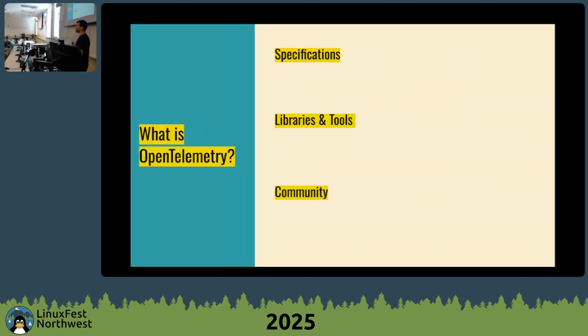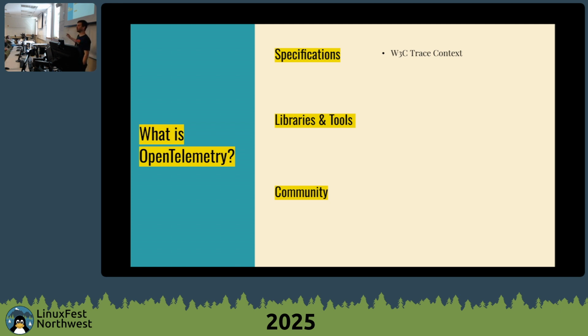But what actually is OpenTelemetry beyond the SDKs? Because it's actually a lot more than just the SDKs. We've been talking about all of these different things. So we've got the specifications. One of the most important specifications for what we're talking about is the W3C trace context. This is actually the specification for how those trace IDs get propagated from service to service.